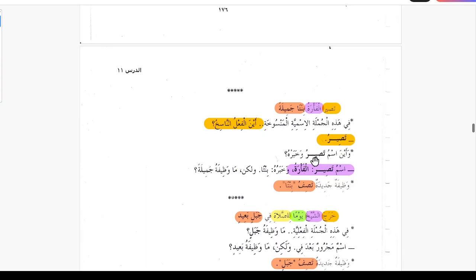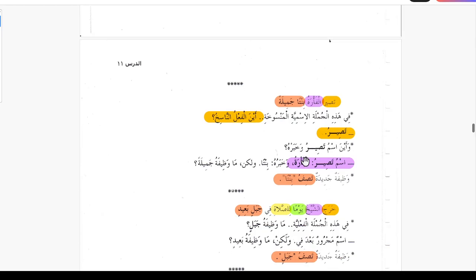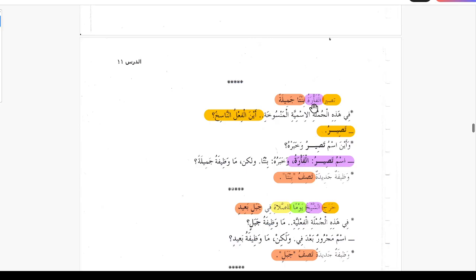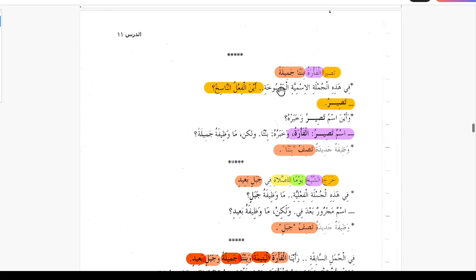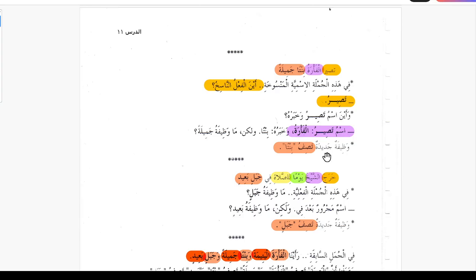And wa aina ismu tusiru, where is the ismu tusiru? Wa khabruhu. So al faratu, just like kana, the ismu kana is marfu and khabru kana is mansub. Similarly, Sara is the sister of Kana, so al faratu is ismu tusiru wa khabruhu is bintan. Walakin, but ma wazifatu jamilatan, what is the function of jamilatan? It is a wazifatun jadidatun, a new function, which tasifu bintan, that describes the girl. So this is the adjective of bintan.